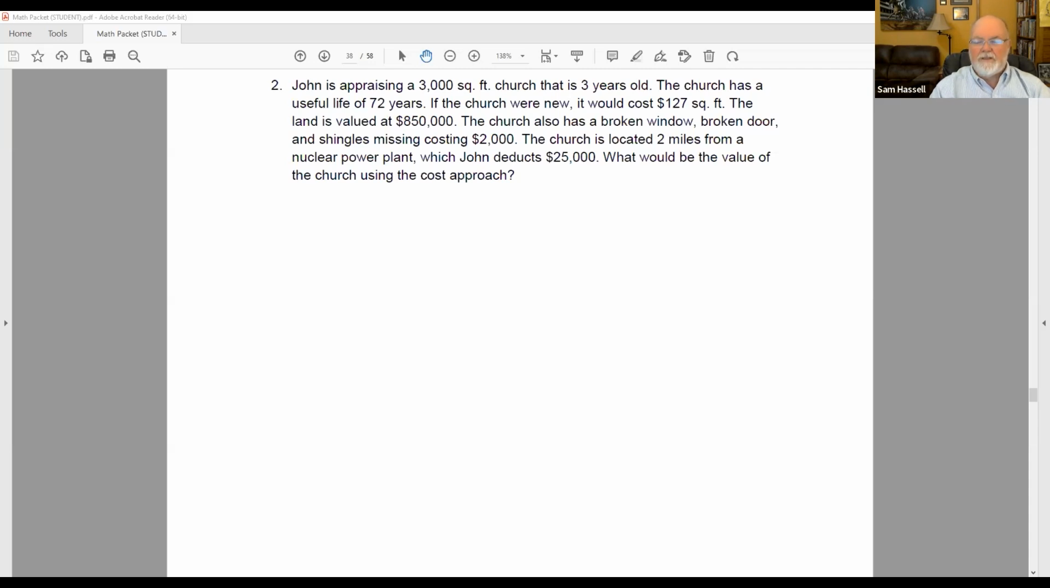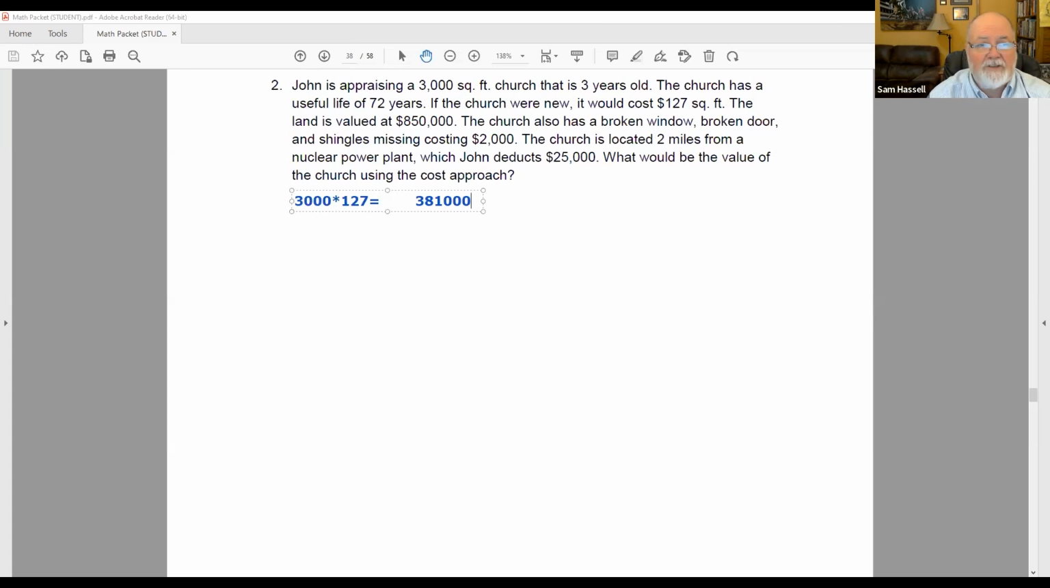Okay. So first things first, 3,000 square feet to build it times $127 per square foot. So our cost to replace it is going to be $381,000. That's going to be our cost to replace it.